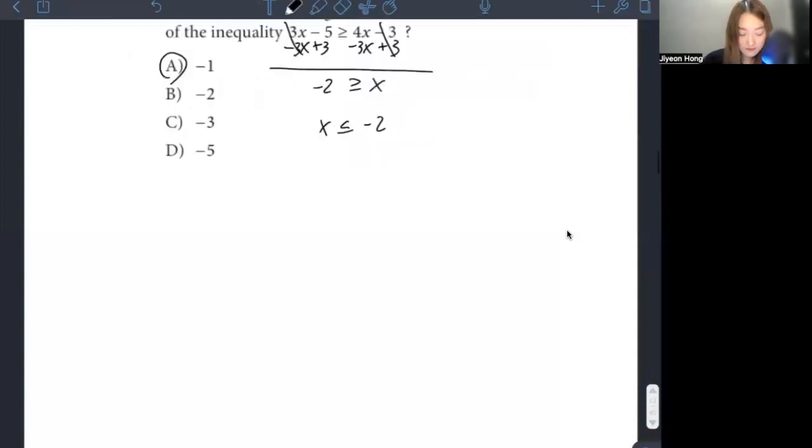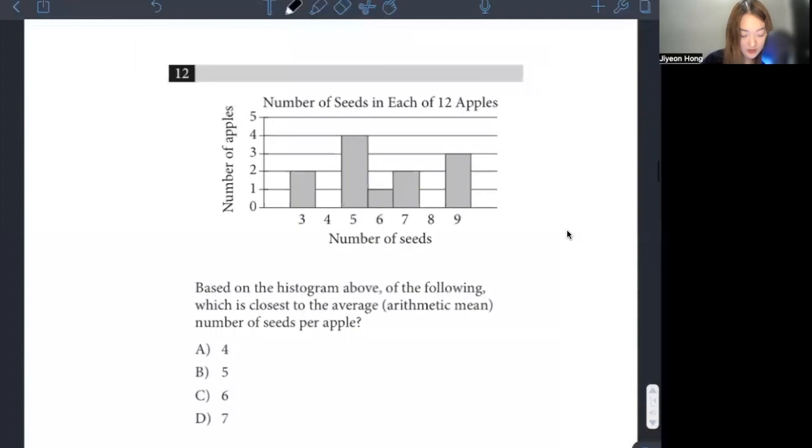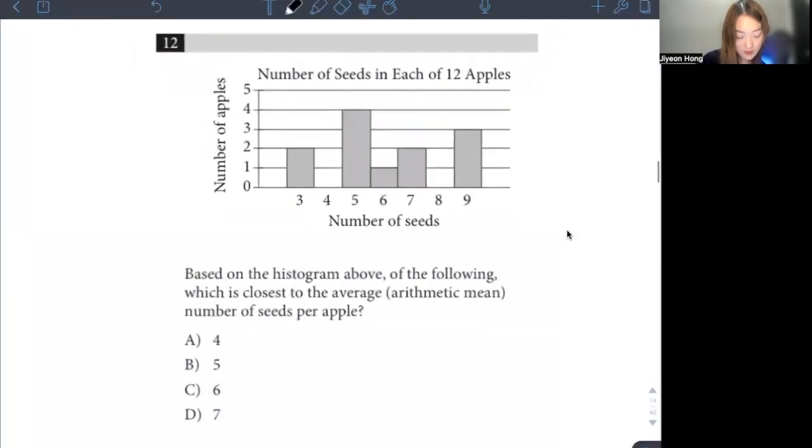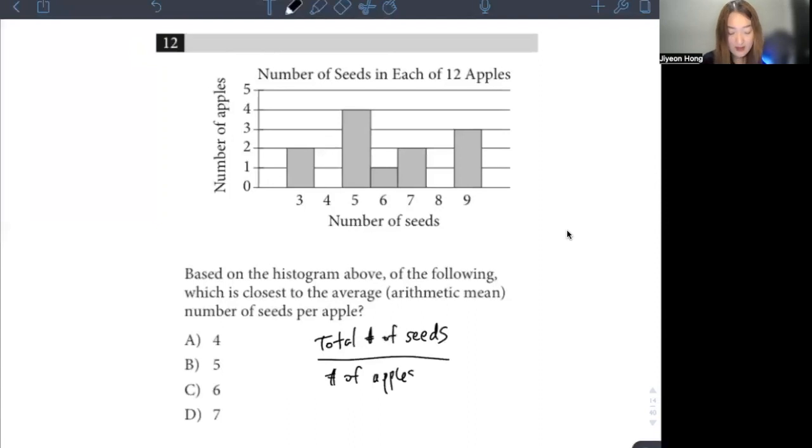All right, number 12. Based on the histogram above, which of the following is closest to the average number of seeds per apple? As soon as I see this, I should understand it's the total number of seeds divided by the number of apples. That's how to calculate the average number of seeds per apple, right?